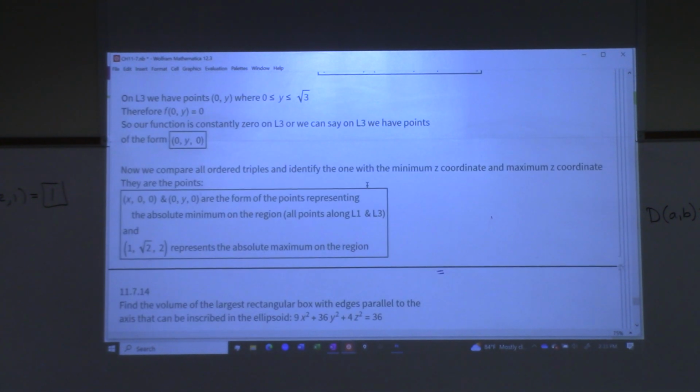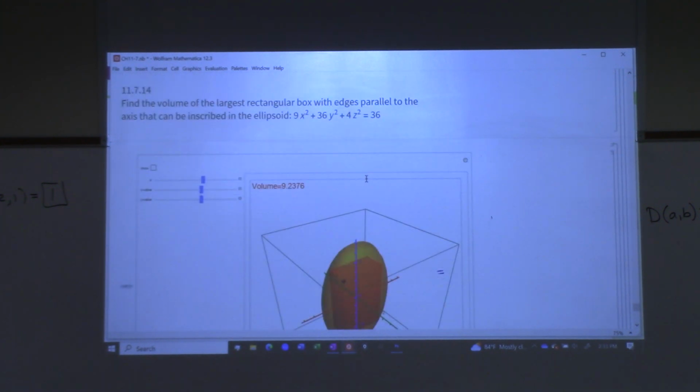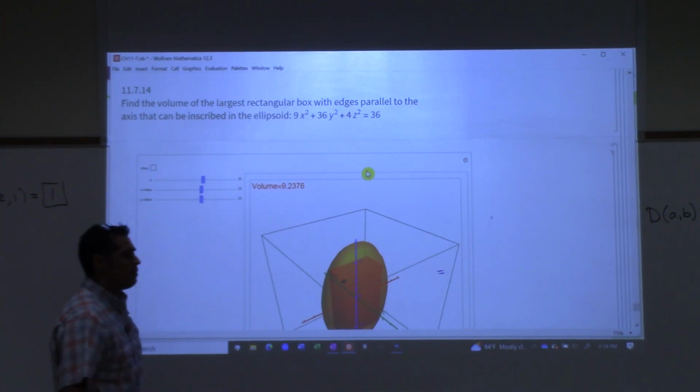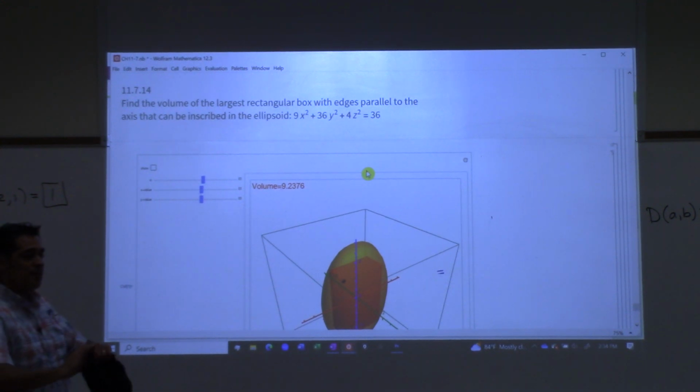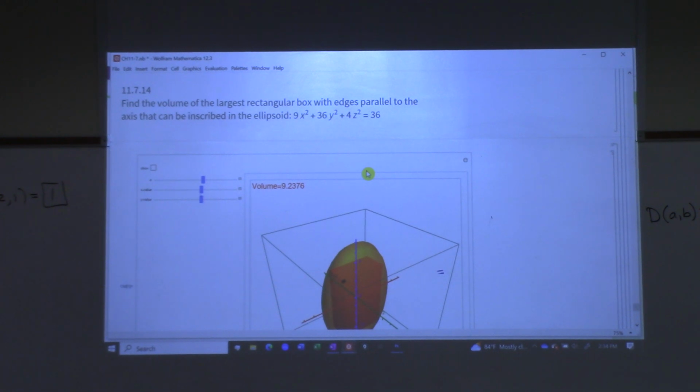Okay, that brings us to the end of this section. Yes? Would our minimums on that have just been the x and y axes? Yes, the minimums are going to wind up being anything along L1 and anything along L2, they all spit out a value of 0. So that means your minimum value is 0, but it happens along the entire axis. Oh, yeah, this is x times y.